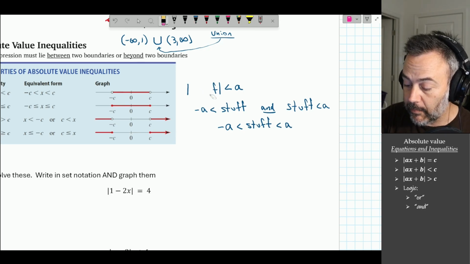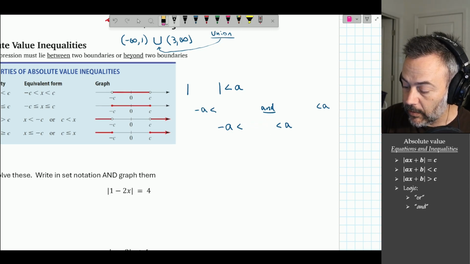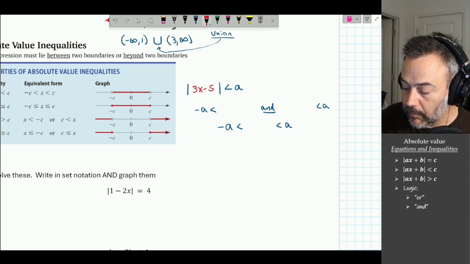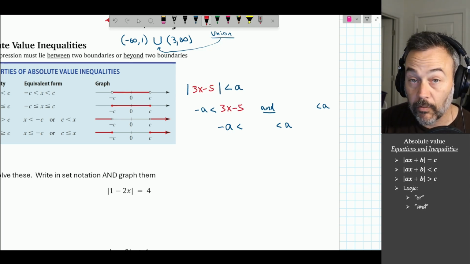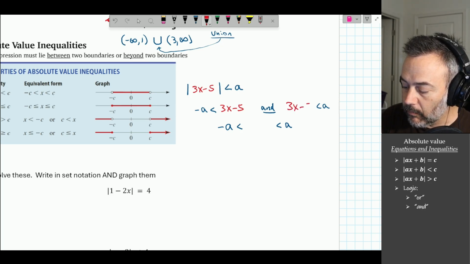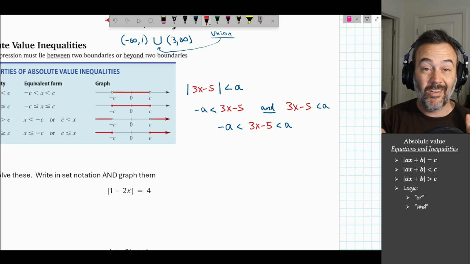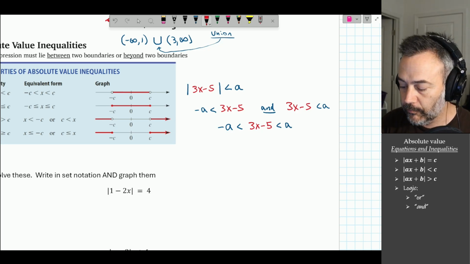So if I made this an expression like 3x minus 5, then that would mean 3x minus 5 is greater than negative a, 3x minus 5 is less than positive a, and thus 3x minus 5 would be squeezed in between negative a and positive a.